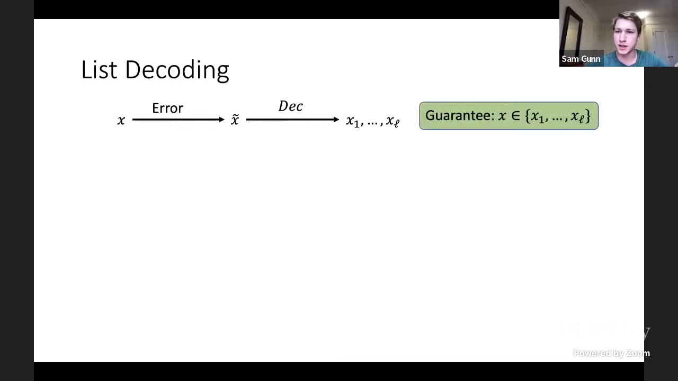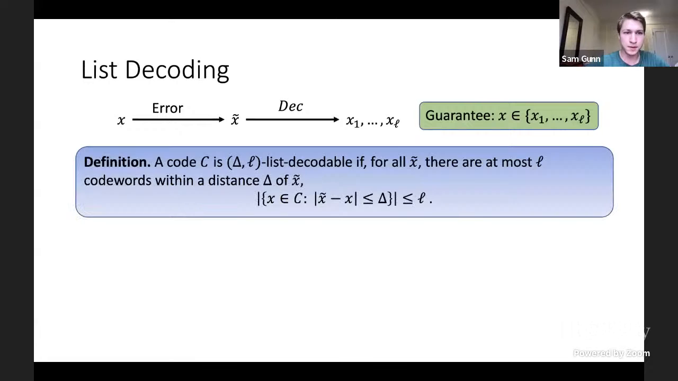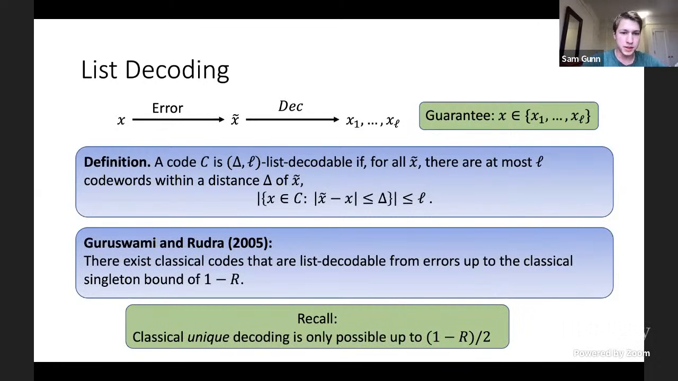In order for it to be a good list decoding algorithm, you want L to be polynomial, so you want there to not be huge lists. A little bit more formally, a code is (delta, L) list decodable if for all corrupted code words, there are at most L possible decodings within the specified distance delta. Guruswami and Rudra showed in 2005 that there exist classical codes that are list decodable from errors all the way up to almost the classical singleton bound of 1 minus r. So while you can't hope to uniquely recover your message from adversarial errors on almost the entire code word, you can hope to list decode it, to output a list that contains your message.